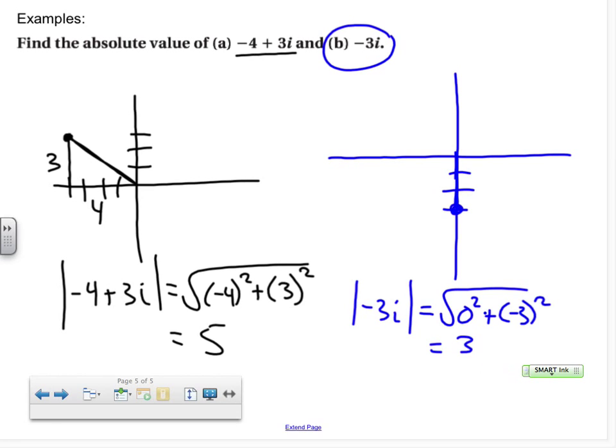All right? So in conclusion, to graph a complex number, you're going to treat it like an xy axis, where your real axis will be where the x-axis used to be, and your imaginary axis will be where the y-axis used to be, and you're going to plot it as an ordered pair. And then to find the absolute value, it's going to be the distance formula. a squared plus b squared equals c squared.